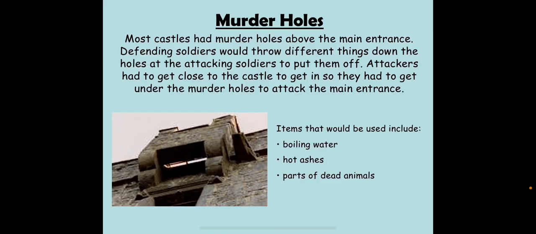Another fun feature of new castles was murder holes. Most castles had a murder hole above the main entrance. Defending soldiers would throw different things down the holes at the attacking soldiers to put them off. Attackers could get close to the castles to get in, so they had to get under the murder holes to attack the main entrance. Items that would be used include boiling water, hot ashes, and parts of dead animals. So fairly awful stuff would be thrown out of these holes down onto any attackers that were trying to get in.